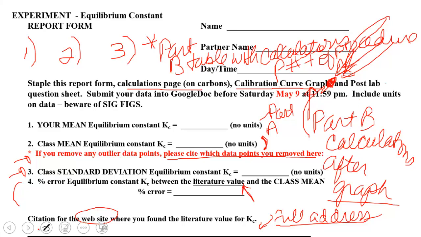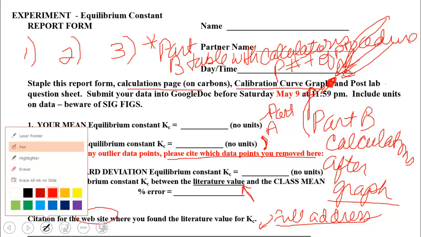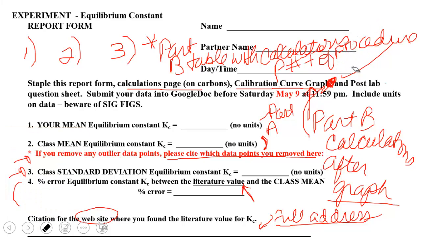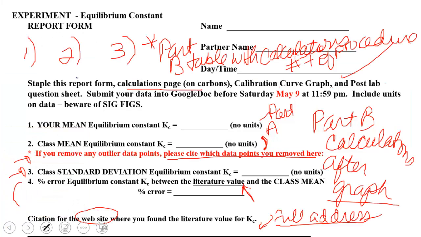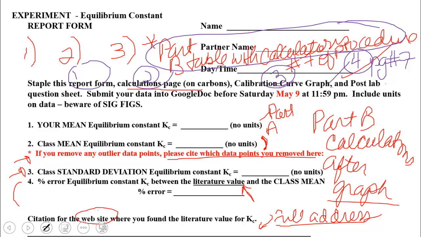So again, just to reiterate, the order: report form, calculations page, calibration curve, page number 7 will come next, and that's the Part B table with its calculations just directly on that page. And then your post-lab question sheet.